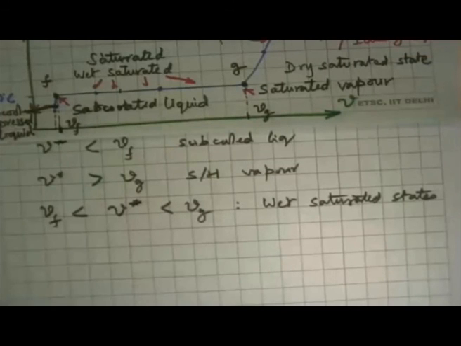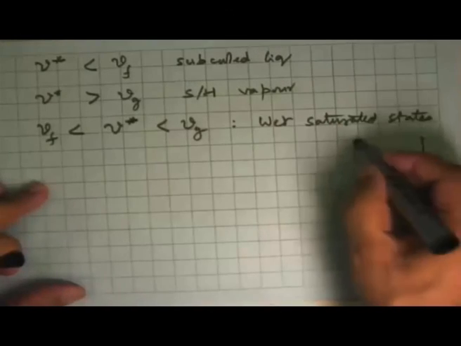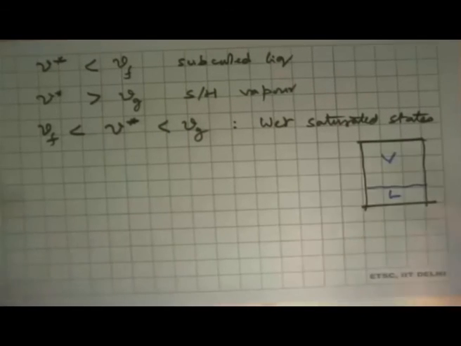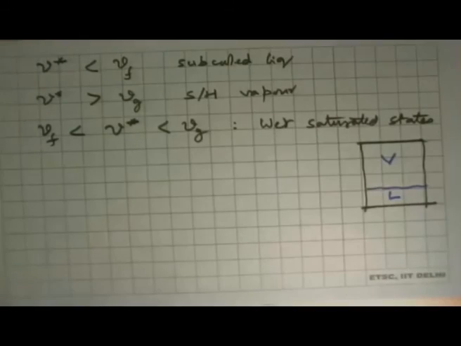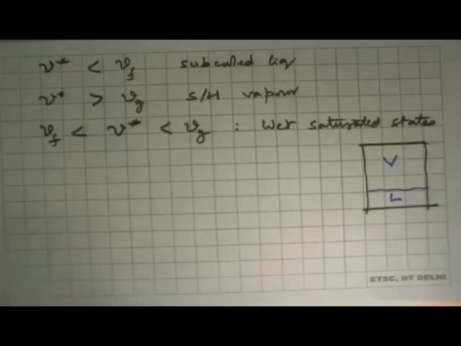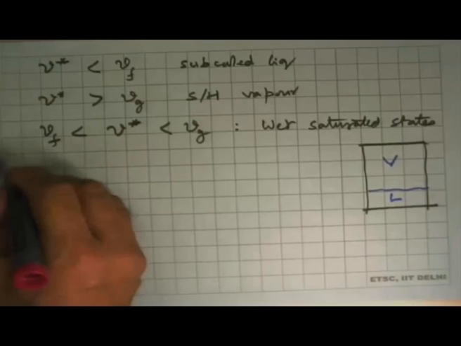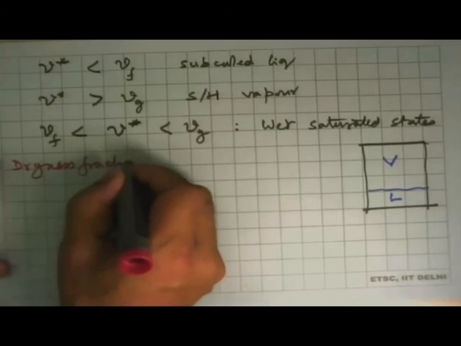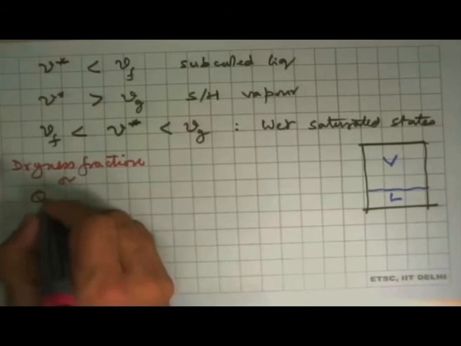Okay, so let's now define one parameter by looking at any saturated state. We have a system, a closed one. It has a certain amount of liquid and a certain amount of vapor. And what is different between different saturated states is the proportion of these two. So we have to define something which tells us how much liquid there is and how much vapor there is. For that we will define a new property, which is called the dryness fraction, also known as quality.